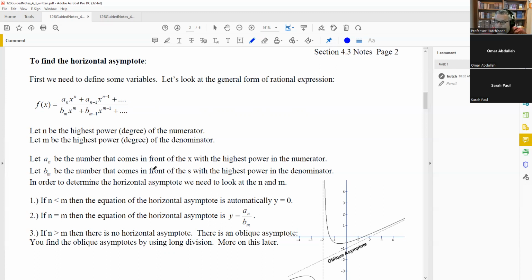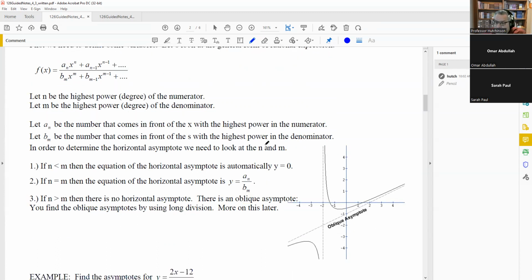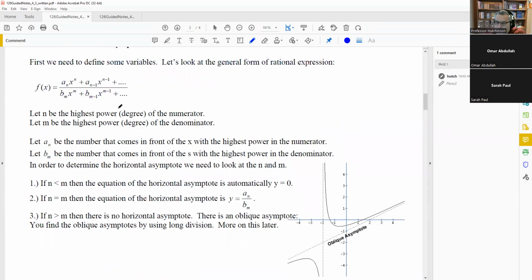This is all what I said before. For the rules on this, take a look at the n and the m that you have here for each one. So here are the rules that you want to be aware of, these 3 right here. Number 1: if the highest power on the top is less than the highest power on the bottom, then the equation of the horizontal asymptote is automatically going to be y equals 0. So if you've got like a 2 up here and a 3 down below, automatically you just put down y equals 0. That's the horizontal asymptote.